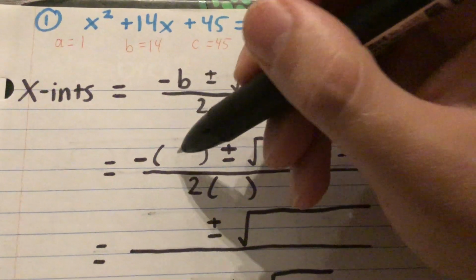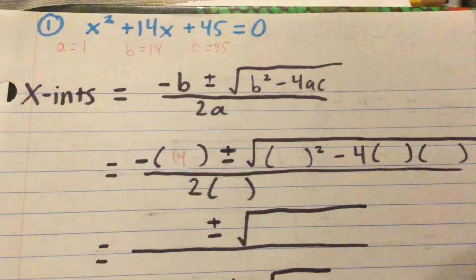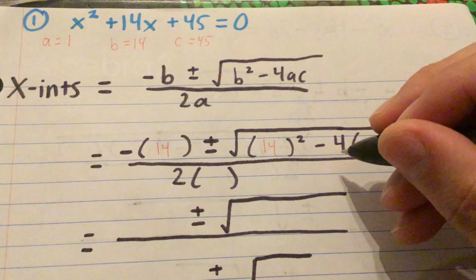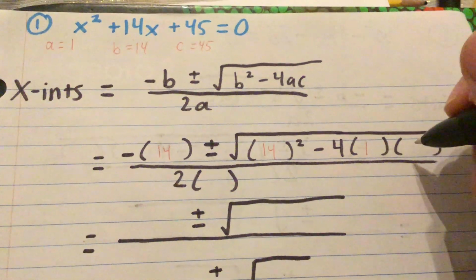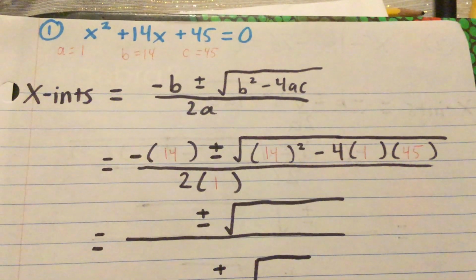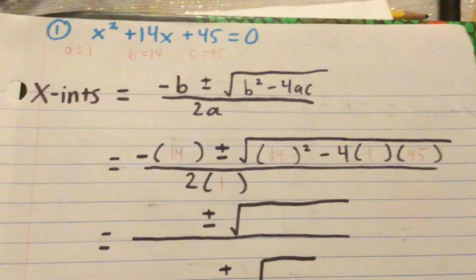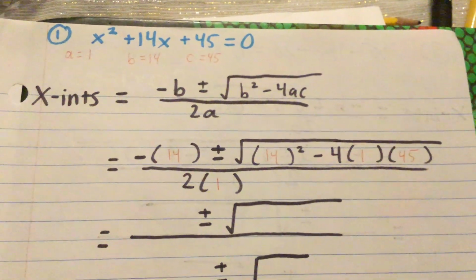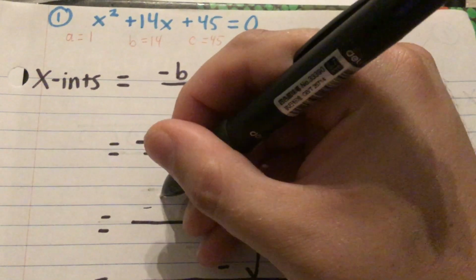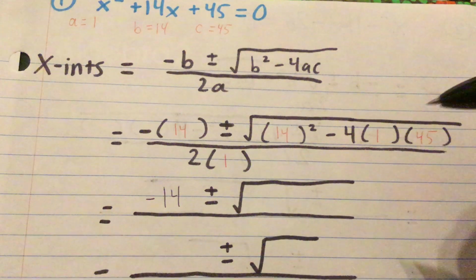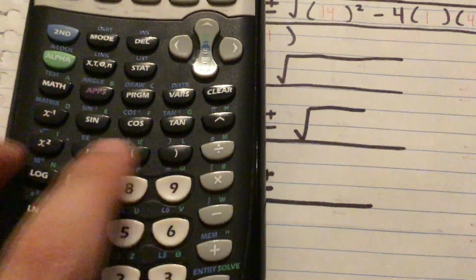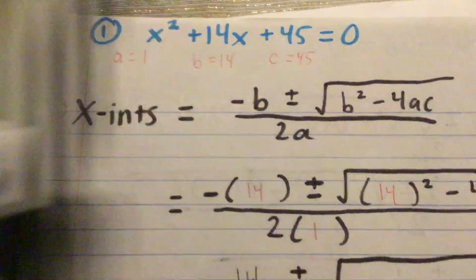So let's plug in negative b. B is 14, plus or minus the square root of 14 squared minus 4 times a times c, all that over 2 times a, which is 1. Now that we've put the pieces in, let's clean it up a little bit. Negative 14, any double negatives? No, we're good. So this is just negative 14 plus or minus the square root of 14 squared. I might need a calculator for that part. 14 squared is 196.